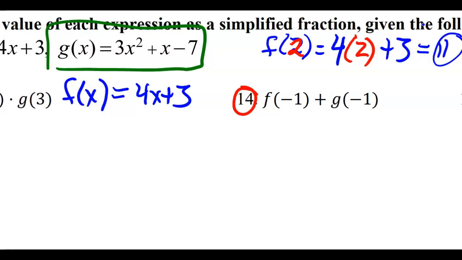Okay, so on 14, you need to find your two numbers. Find your first function f at the value of negative 1. Find your second function g at the value of negative 1 and add those numbers together. That's what it's asking you to do. Okay, so we're just doing a quick practice on that so we can practice function evaluation.